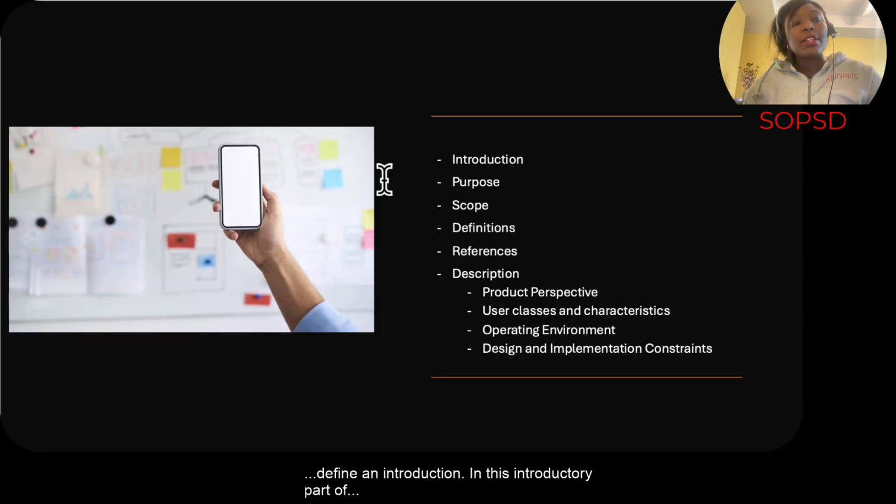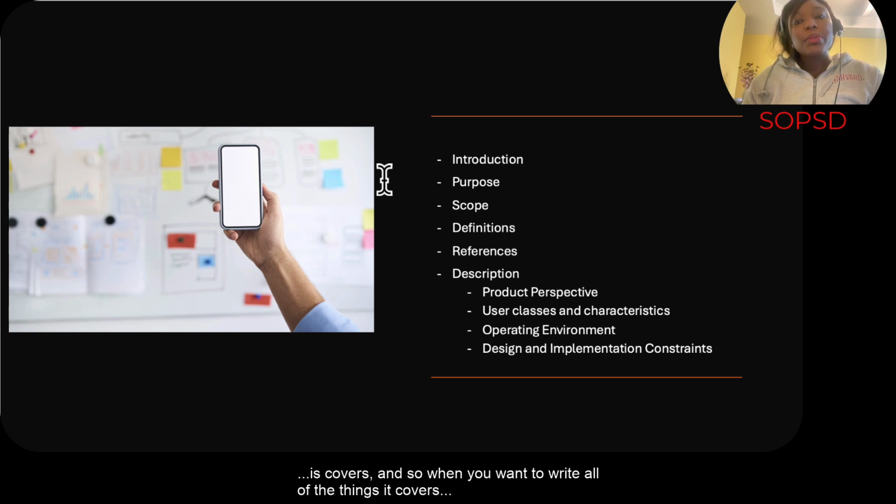The next thing we want to do is to now follow an outline. We want to define an introduction. In this introductory part of our document, we might want to state things like the purpose of the document. Basically, you want to write a document so that whoever picks it up is able to understand the app you're trying to build and everything it covers.